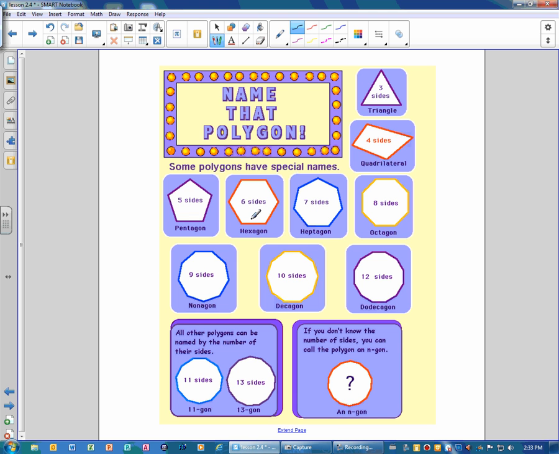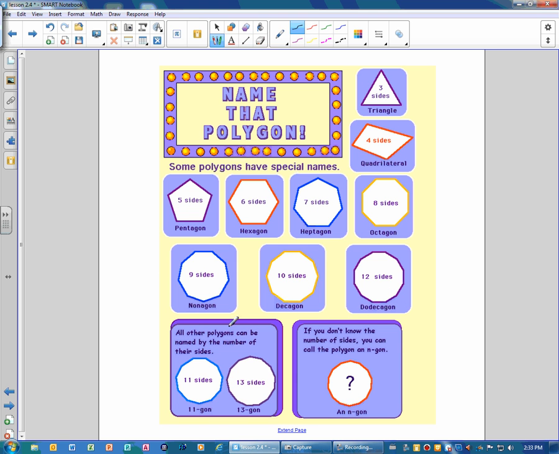5-sided pentagon, 6-sided hexagon, 7-sided heptagon, 8 sides octagon, and I'm pretty sure you've heard of that one before. 9 nonagon, that one's easy to remember. 10 decagon, not so hard to remember. 12 dodecagon, that one's kind of weird.